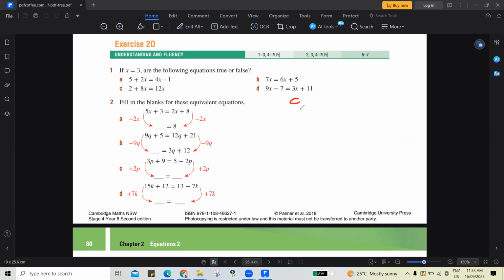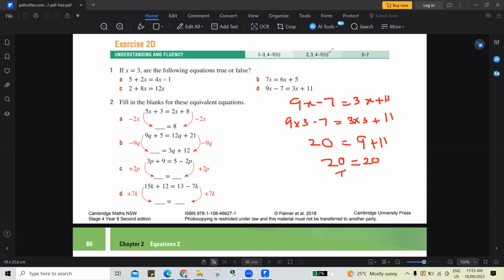Good job. Next one, 9x minus 7 equals 3x plus 11. 9 times 3 minus 7, and 3 times 3 plus 11. 9 times 3 is 27, minus 7 is 20. Oh, wait. Sorry? It's true. I got the wrong answer. You also got it wrong. 3 times 3 is 9, plus 11, yeah, 20. It's true. Okay, that's fine. You got the method now correctly.